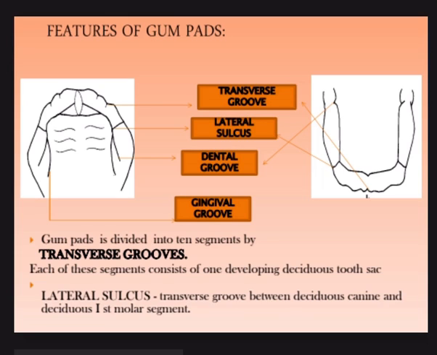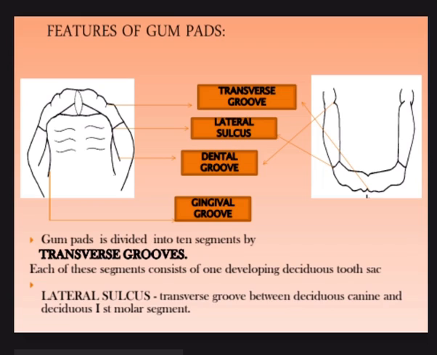Okay, and one important landmark is called the lateral sulcus, which is the transverse groove present between your deciduous canine and your first deciduous molar. Okay, very important. They are called lateral sulcus. Lateral sulcus is also a transverse groove, but it is usually present between the first primary molar and your primary canine. Okay, and it actually helps to predict the interarch relationship at an early age.